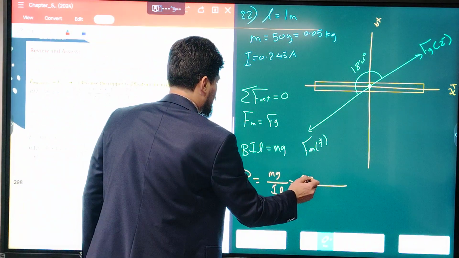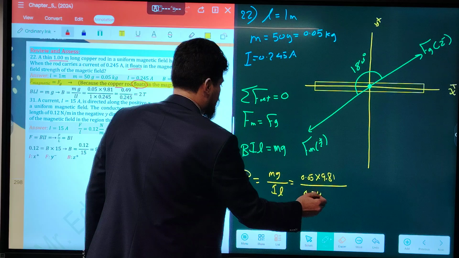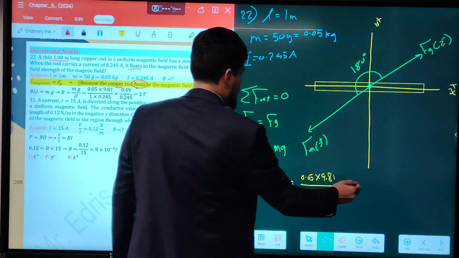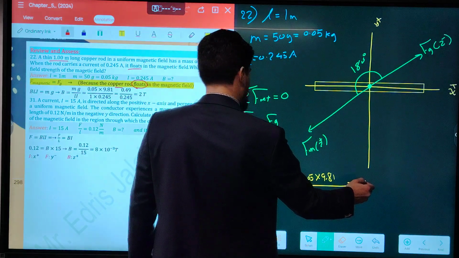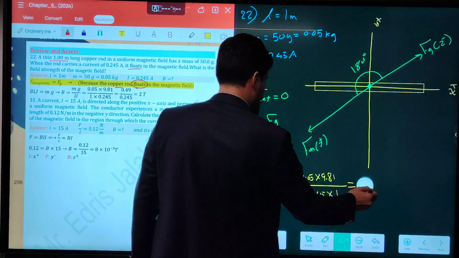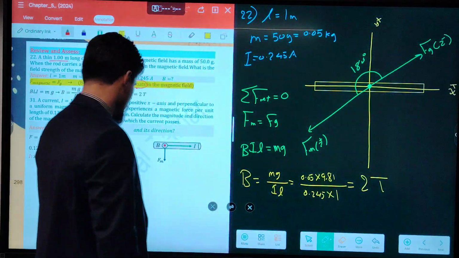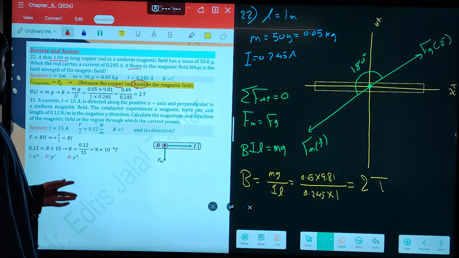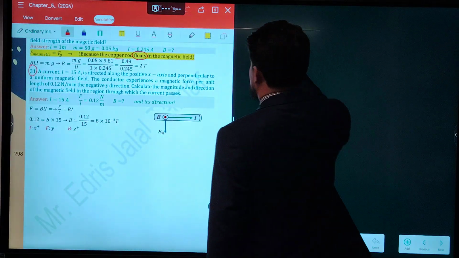Replace m with 0.05, g constant, I with 0.245, times L, which is 1 meter. The magnetic field is equal to 2 Tesla. In this way, you can determine the magnitude of the magnetic field when the copper rod floats in the magnetic field. The last question in this topic, question 31, look at this question.